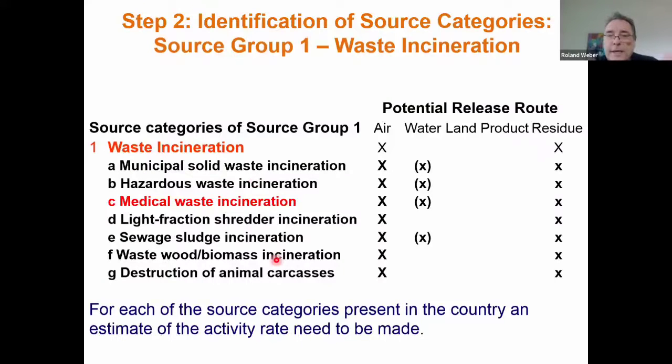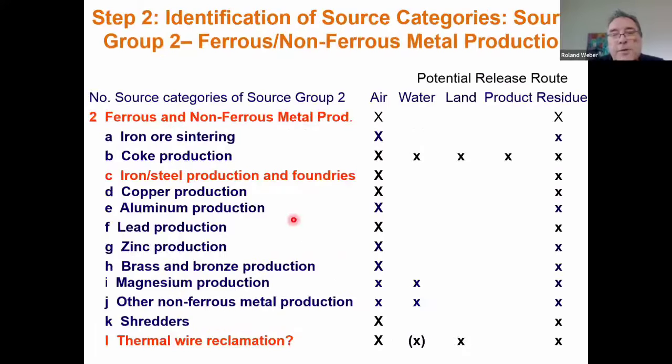But you see here, the toolkit is very structured, and you can go through the different source groups and then through the different source categories. And only for those source categories which you have, you would look for the different data, how many tons are, for example, incinerated.